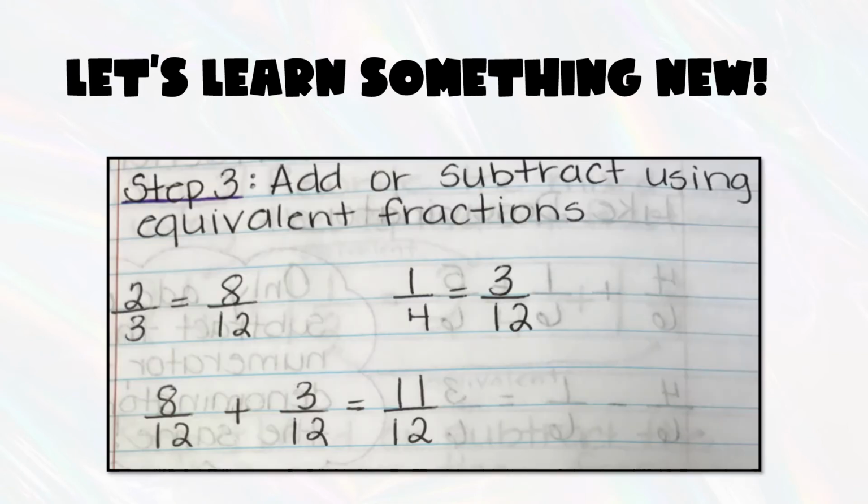And then you add or subtract using the equivalent fractions. So our 2/3 is equal to 8/12. Our 1/4 is equal to 3/12. We add them together and we use the same logic that we learned in 4th grade. So the denominator stays the same. These don't change. They all stay the same. But 8 plus 3 equals 11. And so my final answer is 11/12.